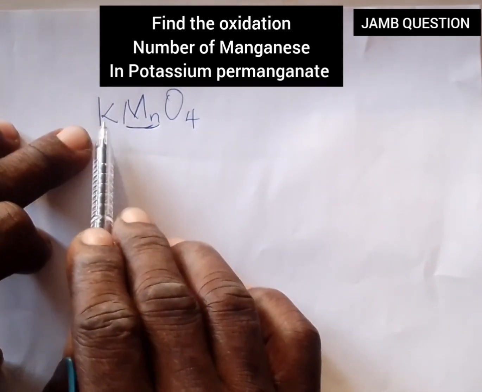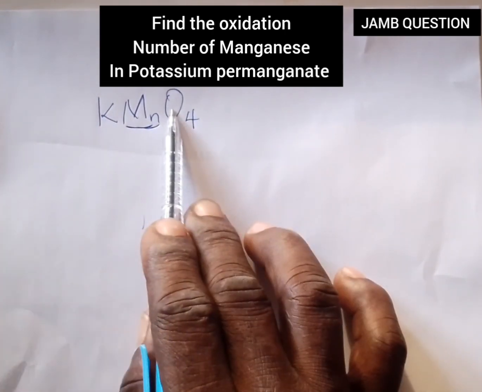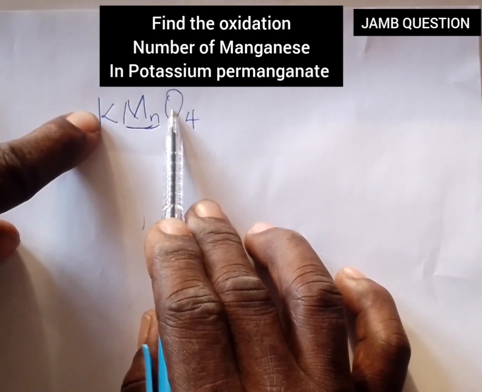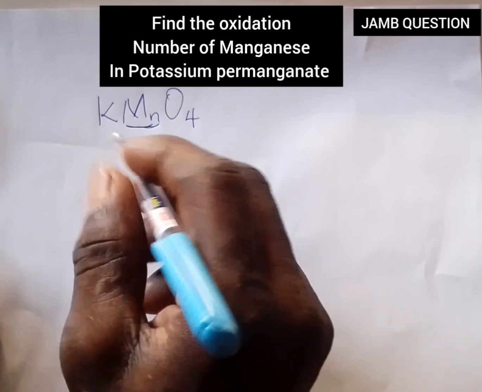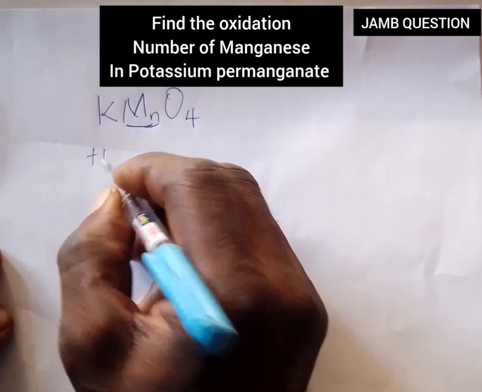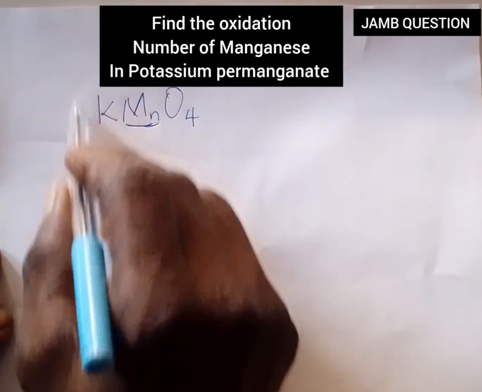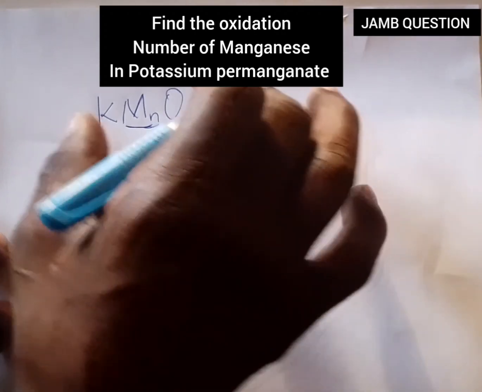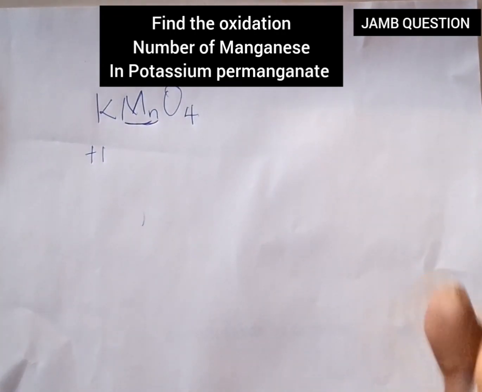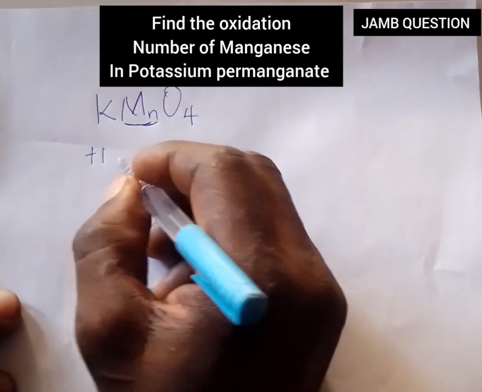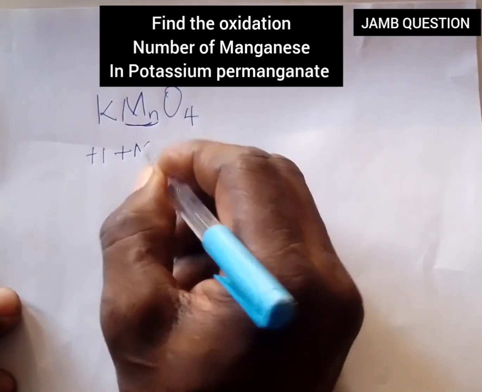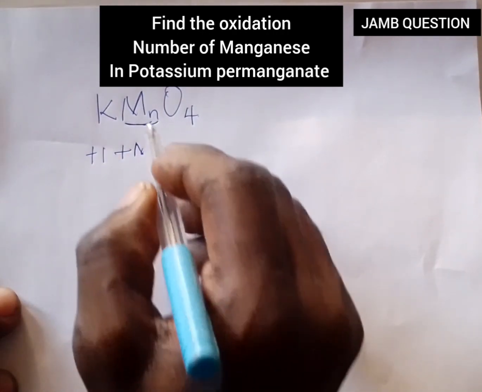So how do we go about it? We need to know the oxidation number of potassium and that of the oxygen. The oxidation number of potassium is +1 and that of the oxygen is -2. So let's add everything together. And don't forget, this is a compound, so the sum of the oxidation numbers of all the atoms in the compound is equal to 0.